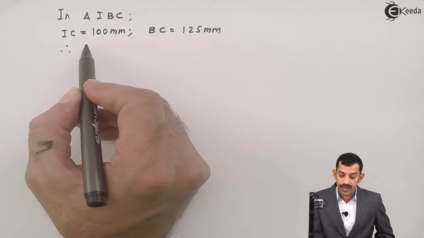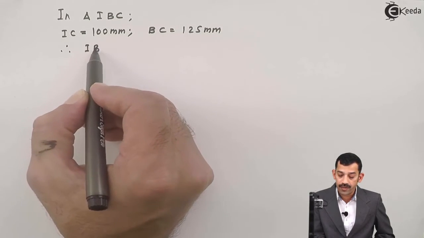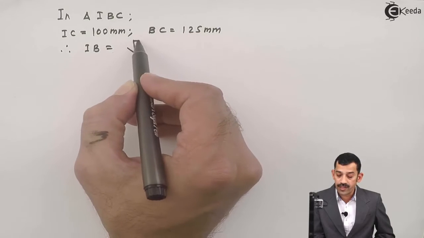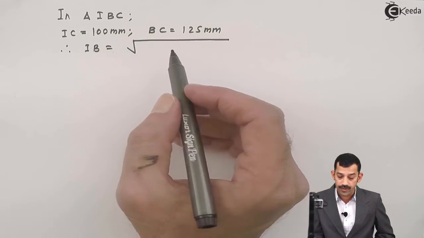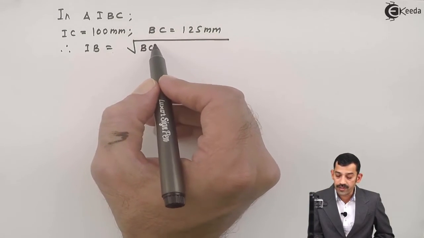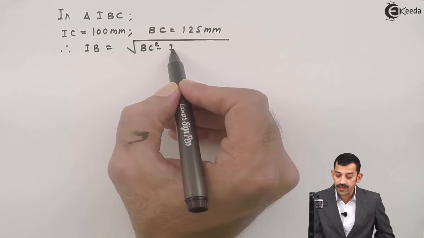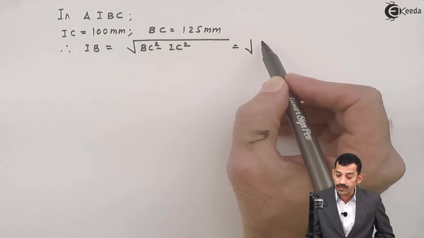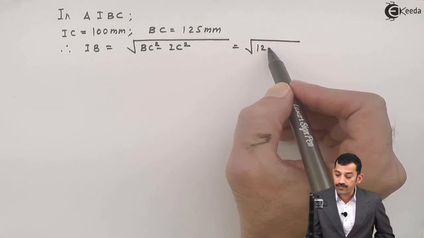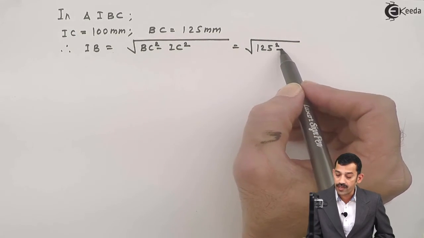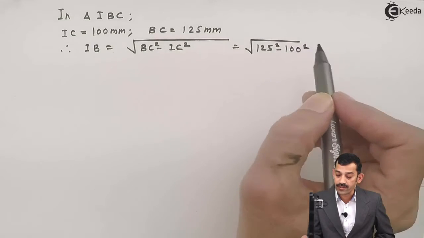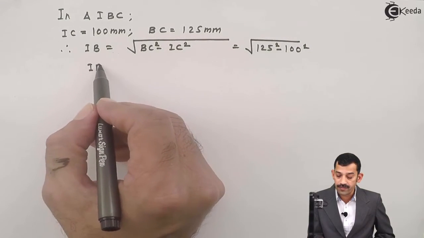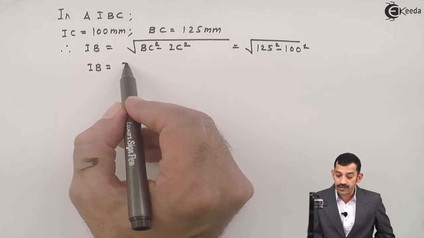Therefore, applying Pythagoras theorem, length IB equals the square root of BC square minus IC square. Length BC is 125, its square minus 100 square. Therefore, length IB comes out to be 75 mm.